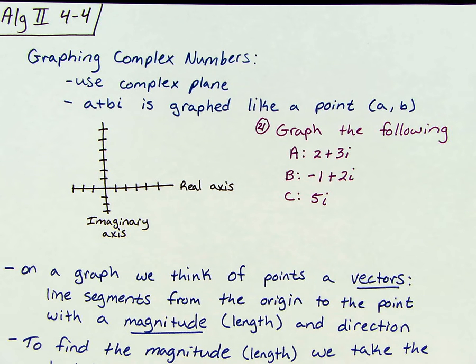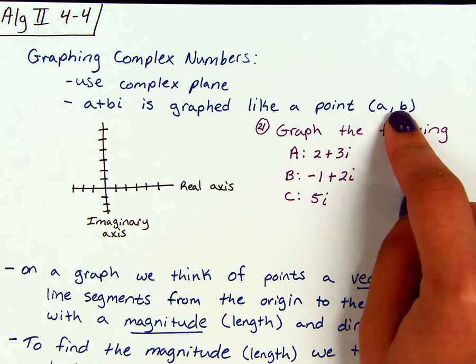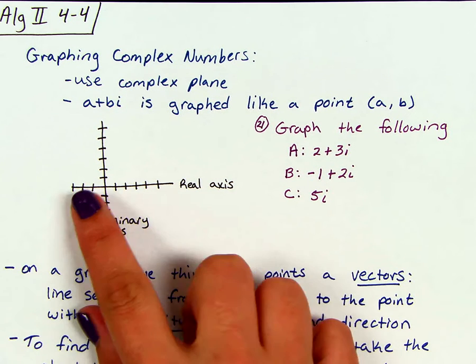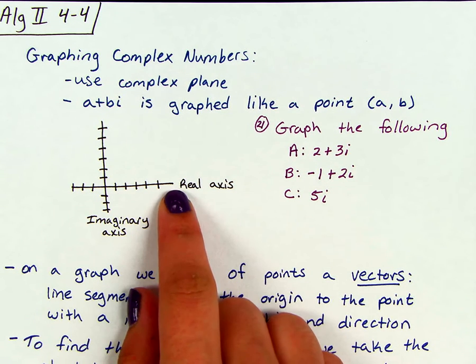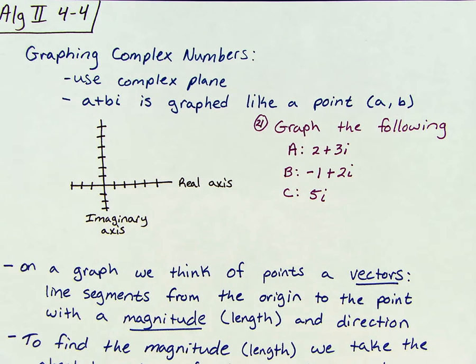The next part of this section, we are going to talk about how to graph complex numbers. So we're going to use the complex plane, and a plus bi is graphed like a point. So we would take whatever a is and whatever b is, and we would switch it to be in point form. So that means that we're actually going to be changing what our axes mean. So our x-axis is now going to represent our real axis, and what is normally our y-axis is going to be the imaginary axis.